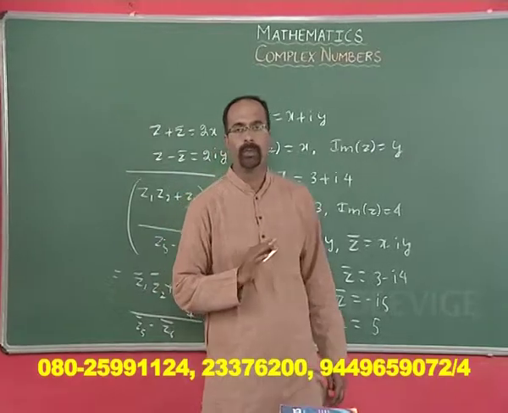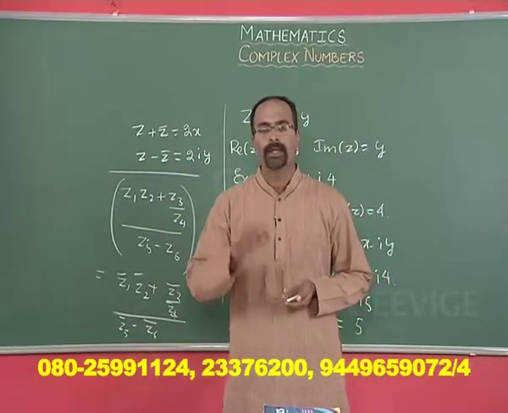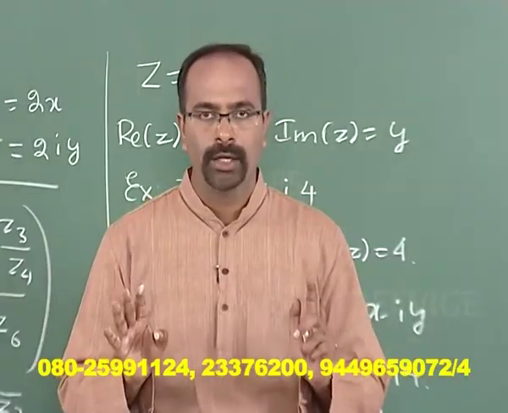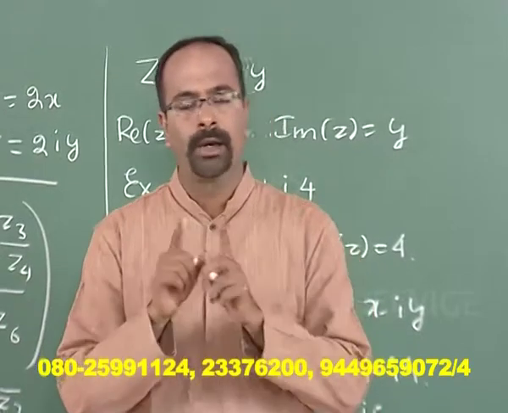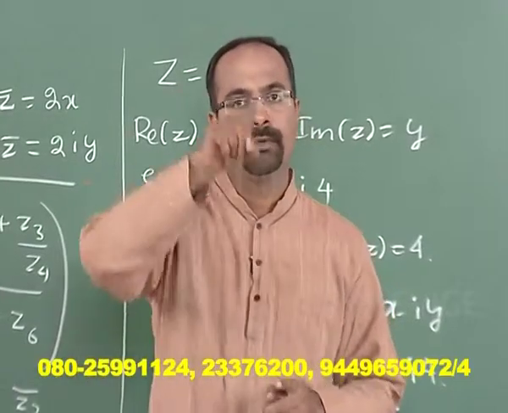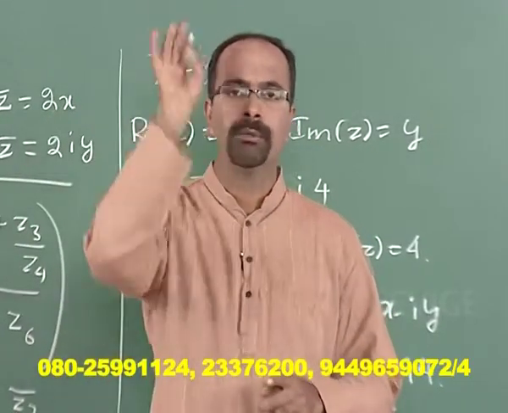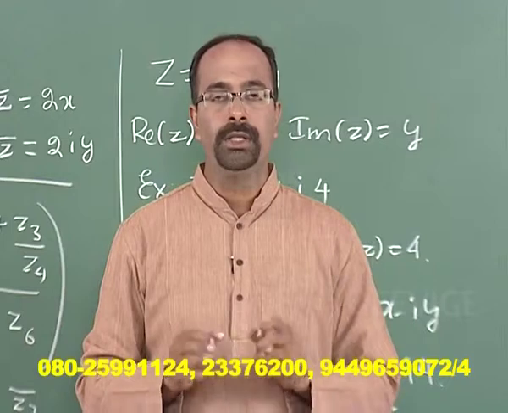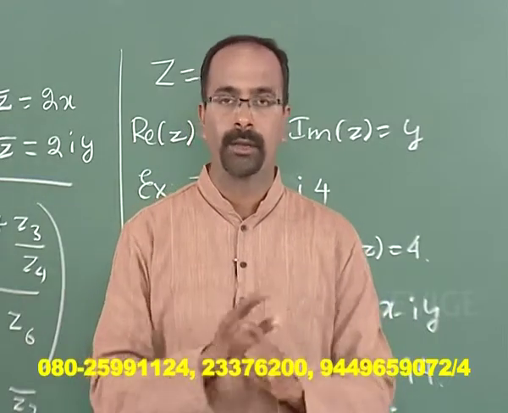Maybe according to me, the simplest property in the entire mathematics is this. Conjugate, whether it is sum or difference or quotient or power. Even if you have Z1 power Z2, whole bar, it is equal to Z1 bar power Z2 bar. This is the easiest property in the entire mathematics.